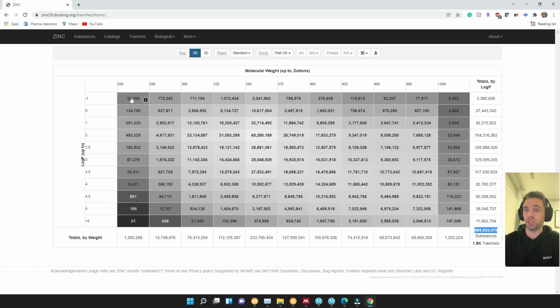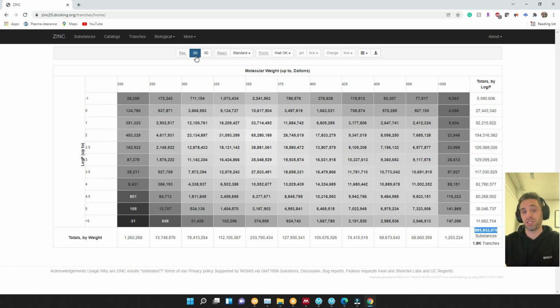Each one of these is called a tranche, and contained within this tranche, for example right here, are 26,300 molecules within this file, or tranche. This one has 172,000, and we'll notice some of them have a lot. This one over here is 38 million compounds. That is a ton. That is a lot of compounds to go through.